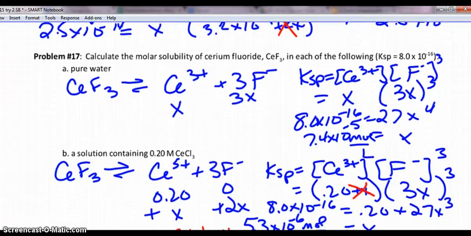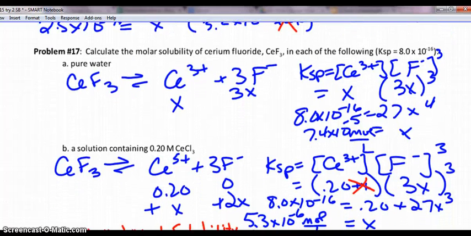So notice what happened here. You have your cerium fluoride with a common cerium ion right here. So when you set it up, you do not need to put in your plus x, you just take that out. So you get 8 times 10 to the negative 16th equals 0.20 times, that's a times, not a plus, 27x to the third. Divide each side by 0.20 and divide each side by 27, take the cube root, and you get 5.3 times 10 to the negative 6.